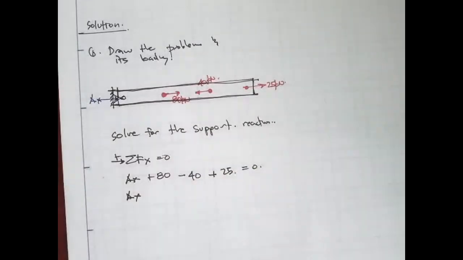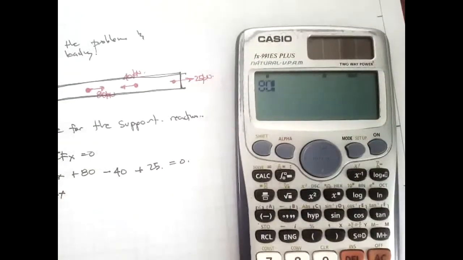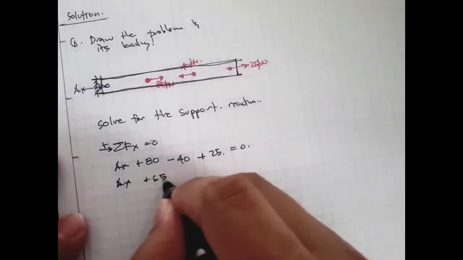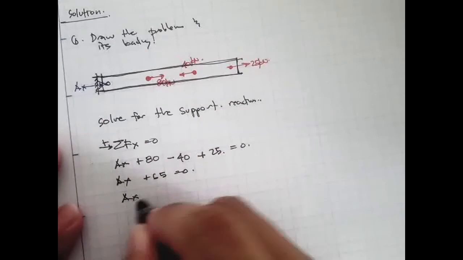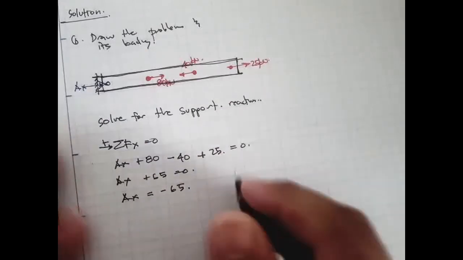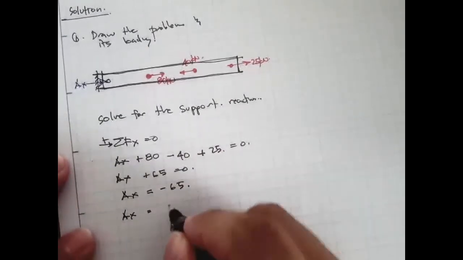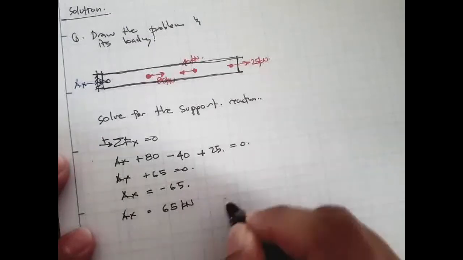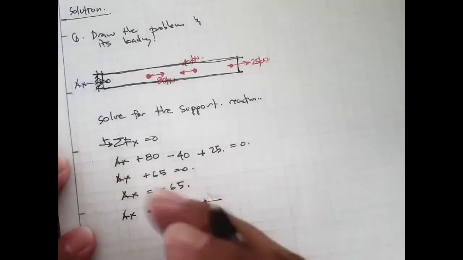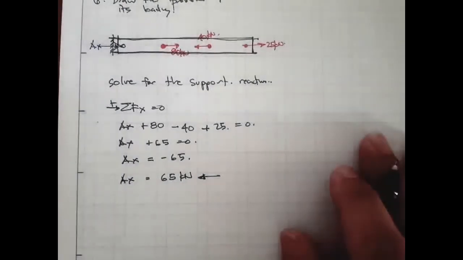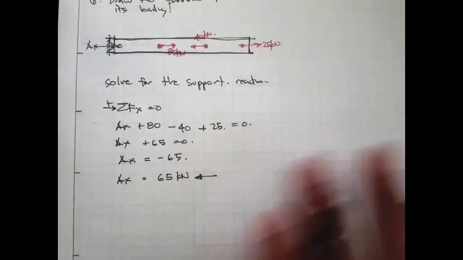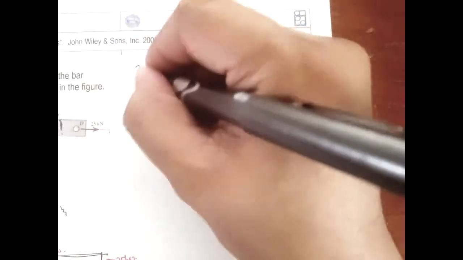So therefore, AX plus 80 minus 40 plus 25, so this is plus 65, is equal to 0. So therefore, AX is equal to negative 65. That means AX is 65 kilonewtons, but along the opposite direction. Now I'll redraw this and make sections.